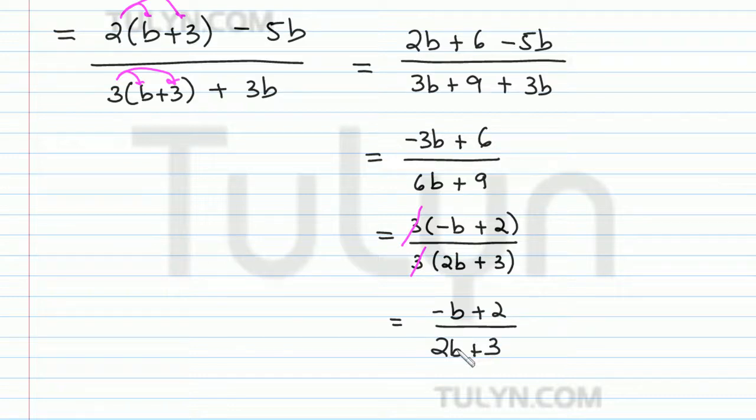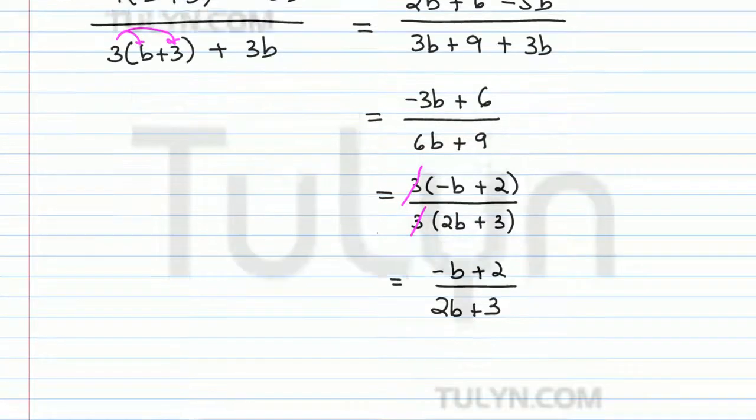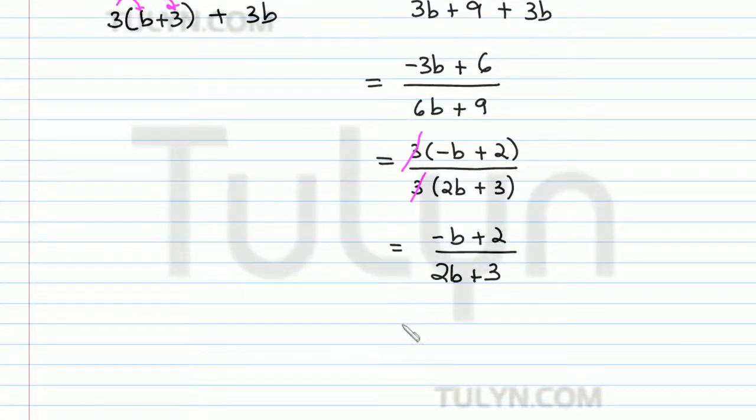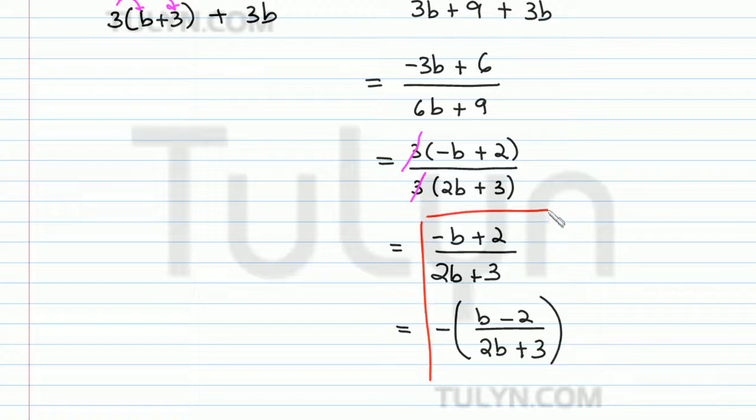And there's nothing else to do, but if you want to write it in a nicer way, you can factor out that negative 1 from the numerator. So what you end up getting is minus b minus 2, which is what happens when you factor a negative 1 from the numerator. The signs just change, and then you have 2b plus 3. So either of these solutions are fine, and this is the final result for that complex fraction.